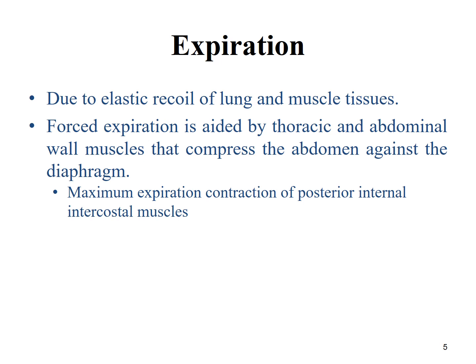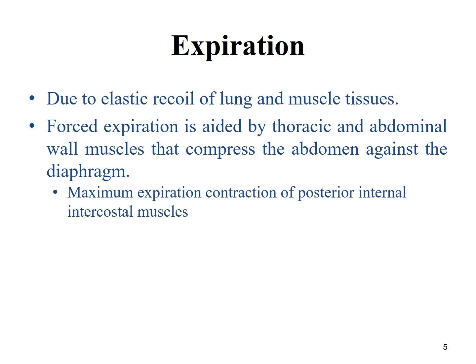But what if you wanted to blow out forcefully? This can be aided by thoracic and abdominal wall muscles. If you push on the diaphragm so that it pushes up even further, you will decrease the size of the thoracic cage even more, and you can exhale more forcefully.